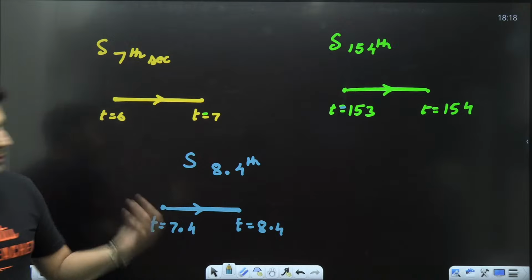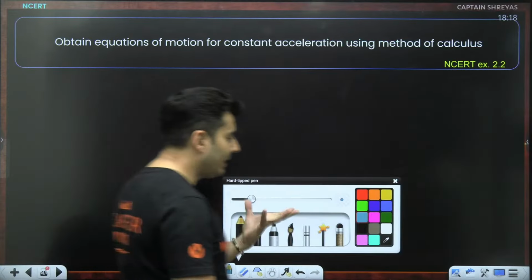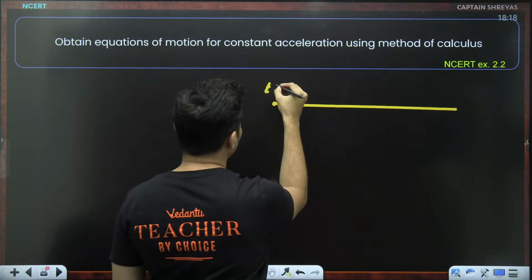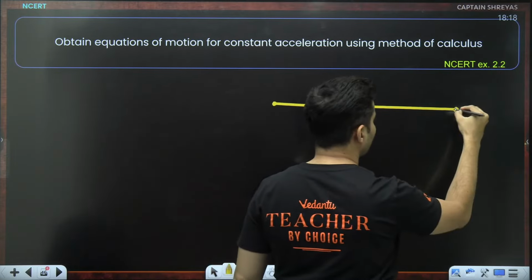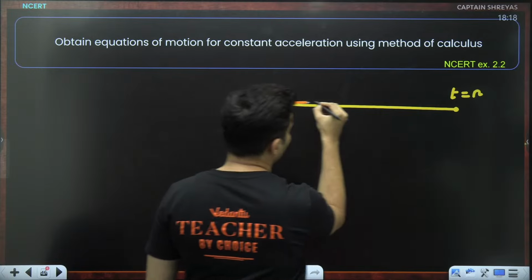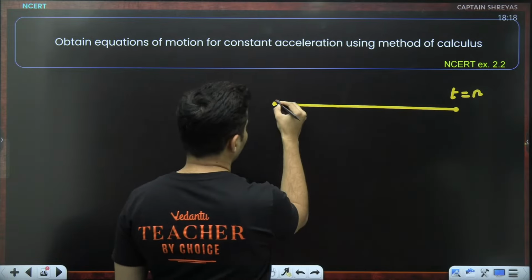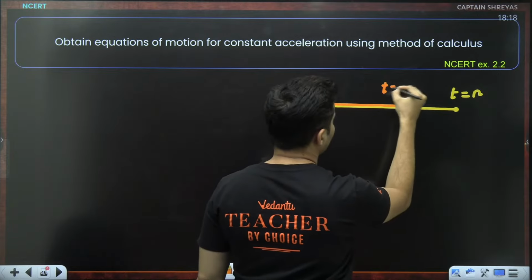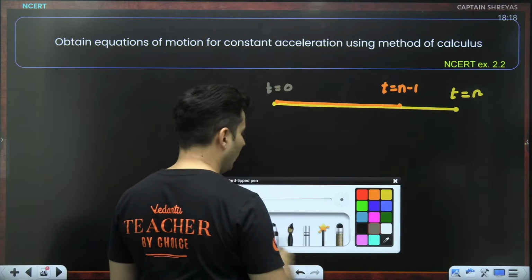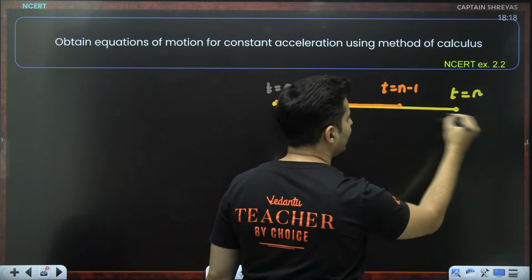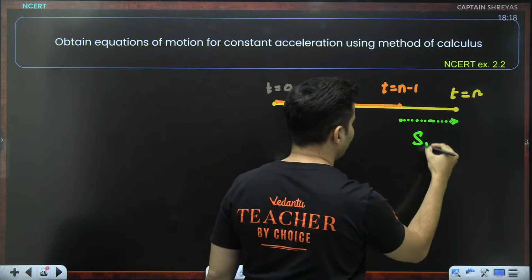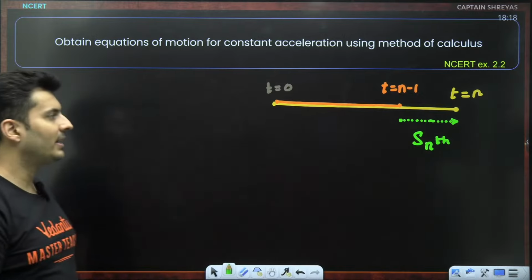Got it, everyone? This is how it works. So when I want to look at nth second, here is how I will look at it. Maybe from t is equal to 0 to some point over here. This is t is equal to n. And let's say from t is equal to 0 to this point over here, this is n minus 1th second. This was at t is equal to 0. So this much is nth second. From here to here, whatever displacement is there, this is your displacement in the nth second.